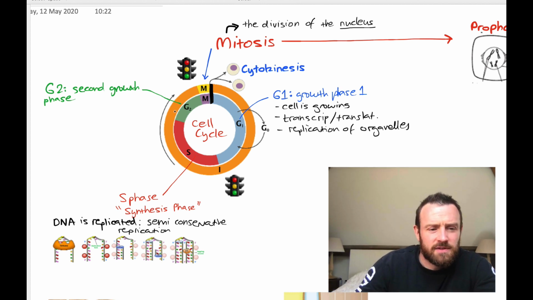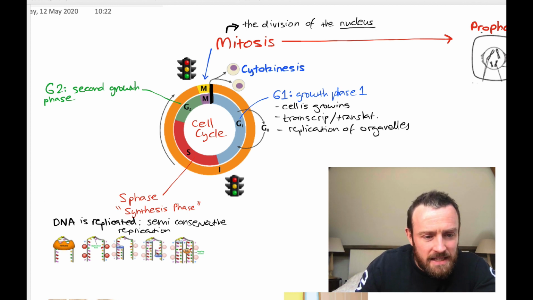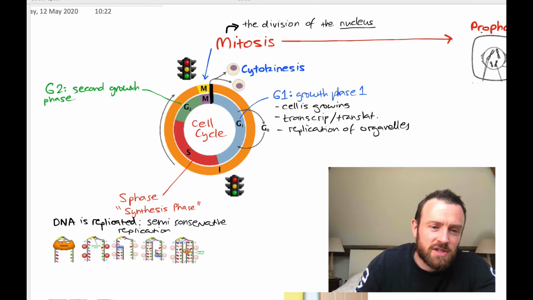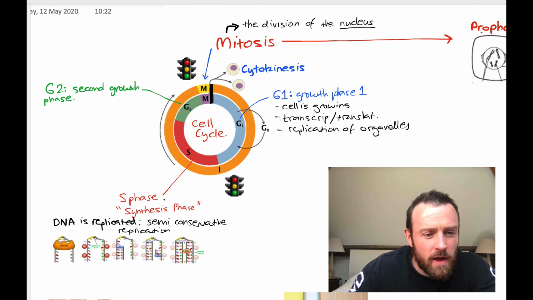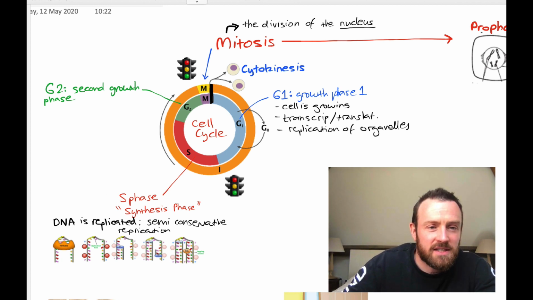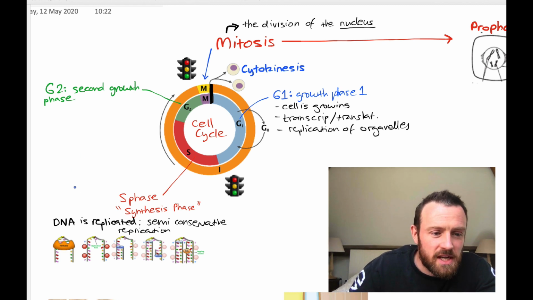S phase, like we've said, is when DNA is being replicated and semi-conservative replication is occurring. It's important that we know that by the end of S phase, each chromosome, how shall I draw this? Each chromosome is in this kind of X style of orientation. That doesn't mean we can see the chromosomes like this.